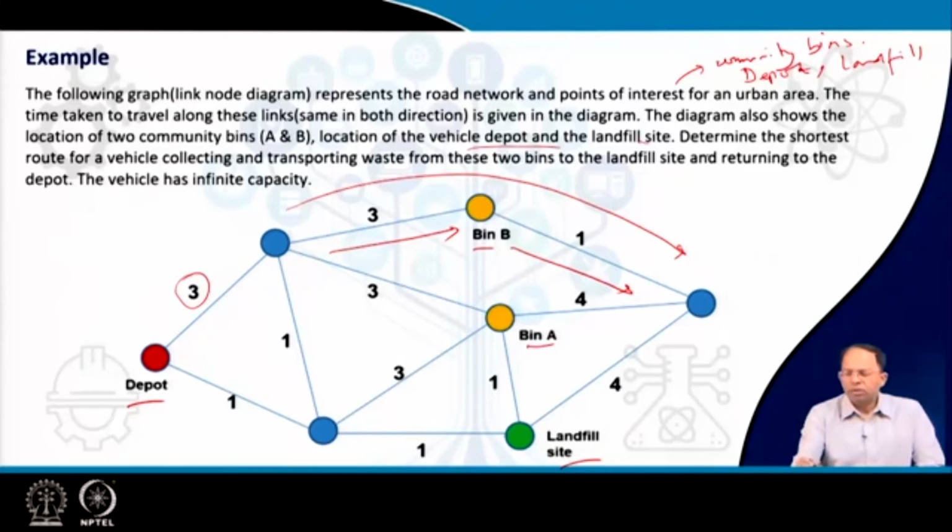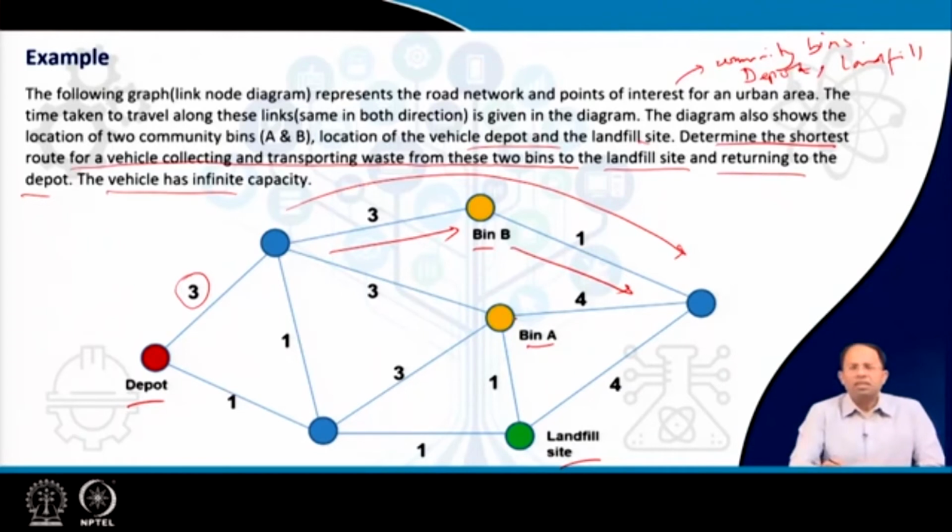So what we have to do is to determine the shortest route for a vehicle collecting and transporting waste from these two bins to the landfill site and returning to the depot. The vehicle has infinite capacity, so we are not putting any restrictions on the vehicle size. Even though bin A and bin B may contain like 20 tons of waste, we will say our vehicle has a capacity of more than 20 tons. So we are assuming infinite capacity, right?